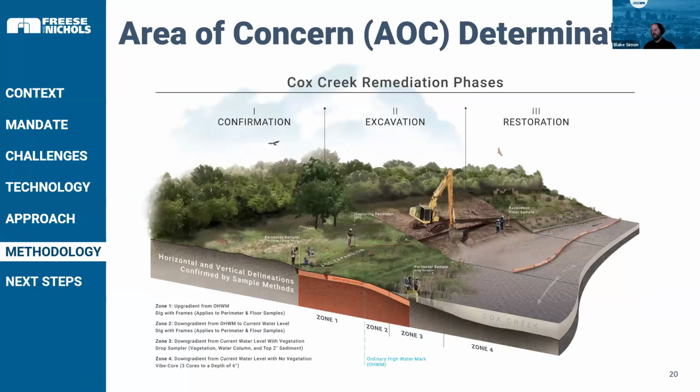So this graphic is basically showing the 3 steps of our remediation process. There's the confirmation step, there's the excavation with the excavators, and final restoration. And you can see those zones represented on the bottom half of this graphic, zone 1, 2, 3, and 4, just giving you a better idea of where those are located.